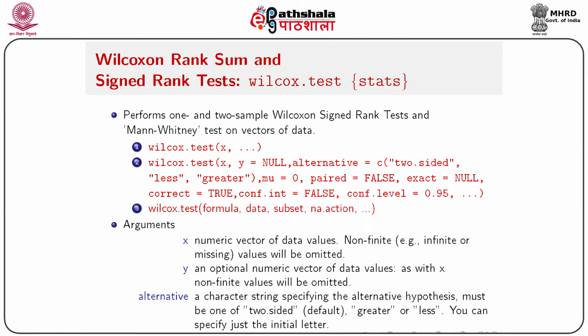Or with wilcox.test, you can use the formula itself. So the first one is the one sample, the second one is the two sample, and the third one is the two sample in formula form. x is a numeric vector of data values, non-finite values being omitted, and y is an optional numeric vector of data values. As with x, non-finite values will be omitted. Alternative is a character string specifying the alternative hypothesis, any one of two-sided, greater or less should be taken.